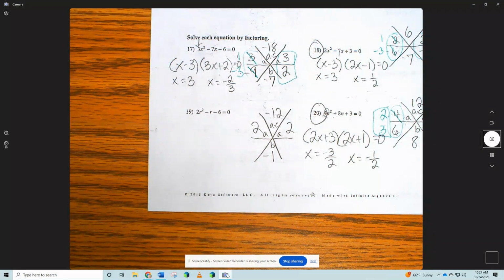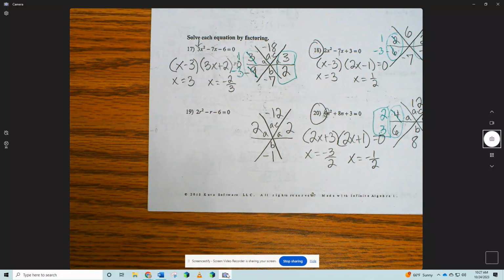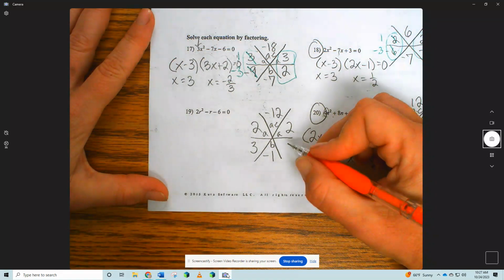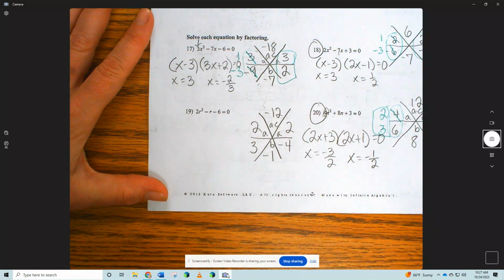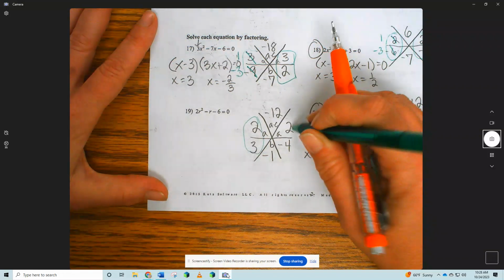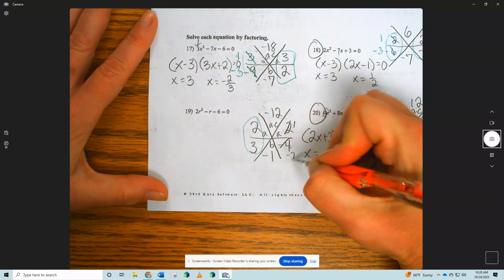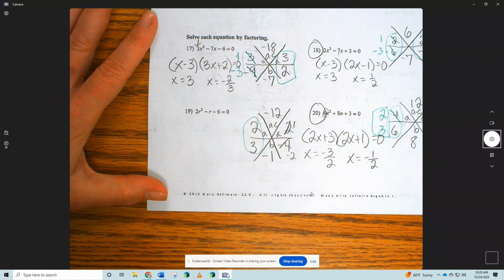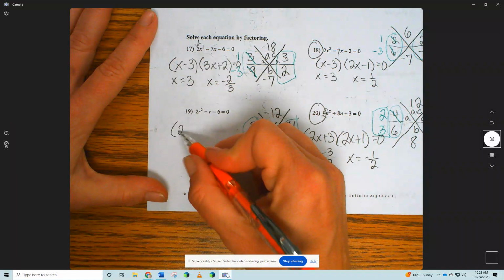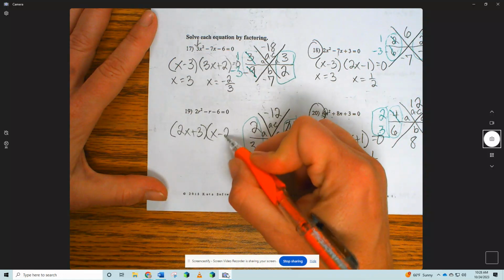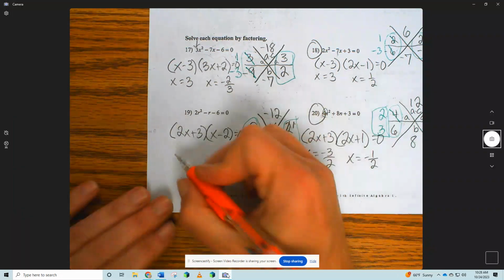So it multiplies to make negative 12, adds up to negative 1: 3 and negative 4. Okay. Here's one of my parentheses, 2x plus 3. Oh, 2 over negative 4 can be reduced. So there's my other parentheses. Okay. 2x plus 3, x minus 2. So those are my answers.